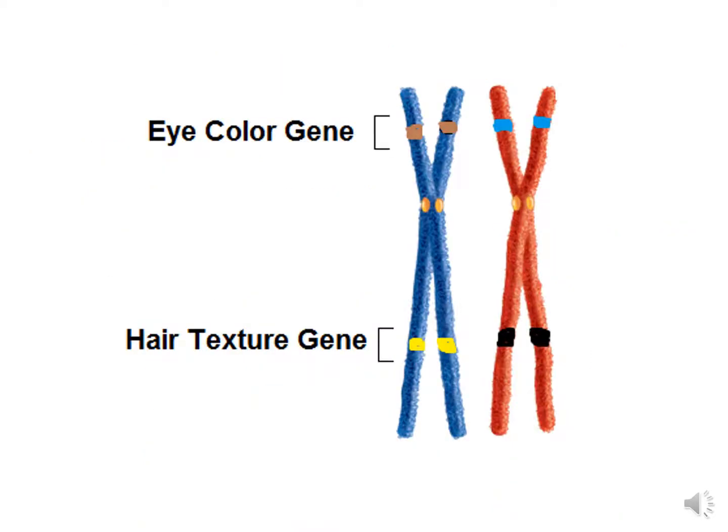Let's look at a more specific example of this. Here we have a pair of homologous chromosomes, one from dad and one from mom. Now they are homologous, and what that means is that they carry the same genes in the same places. So here, for instance, at this locus, or location, we've got the eye color gene. It's the same place on dad's chromosome as it is on mom's. Here we have a gene for hair texture, and notice that it's in the same place on both chromosomes.